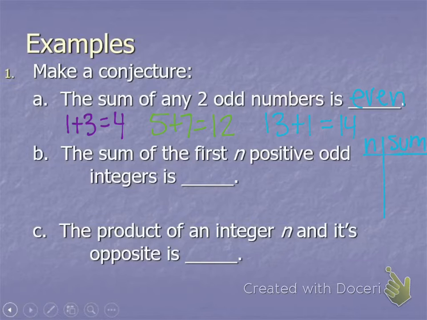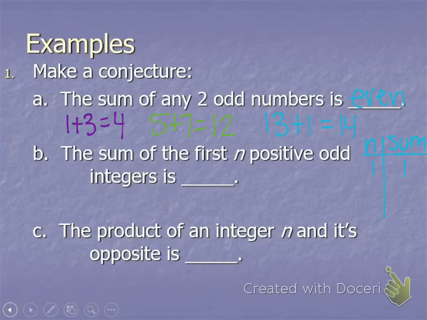Okay, so on number 2, we're looking at the sum of the first n positive odd integers. So that's a little weird. If I was just looking at n equals 1, I'm just looking at the first positive odd integer. There's nothing else to add to it, so its sum is just 1. So that one's kind of weird. We don't really need to look at that one a whole lot.